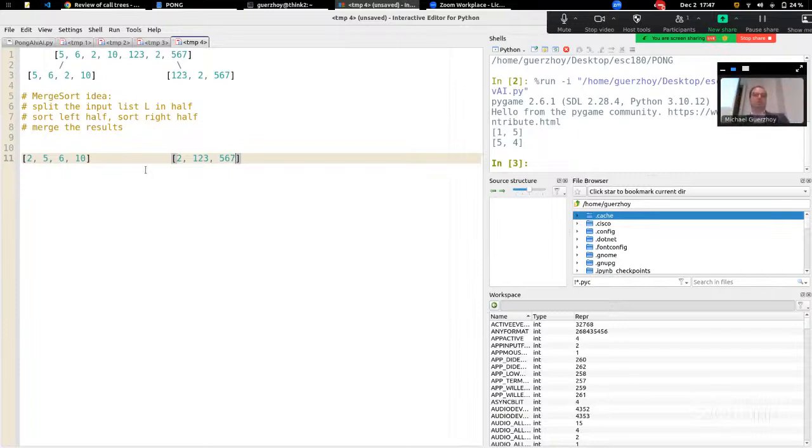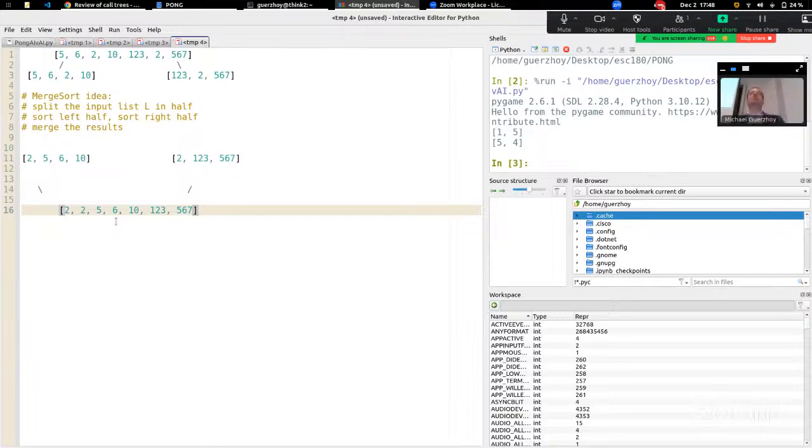Right? So how would that go? You would say, okay, so I'll take this 2 and I'll take this 2. And then I'll take, I guess, the 5, 6, 10. And then I'll take 1, 2, 3 and 5, 6, 7, and I'm done. So that's the idea, right? Split the input in half, sort the first half, sort the second half, merge the results. Done.